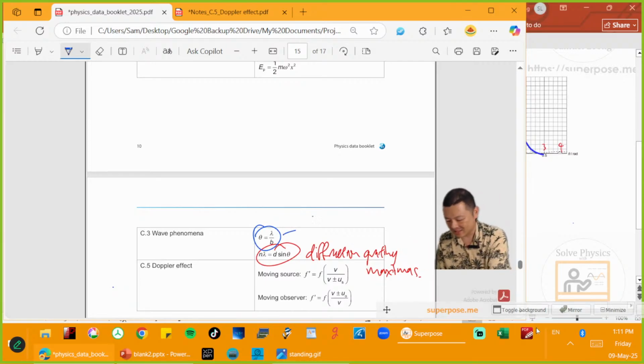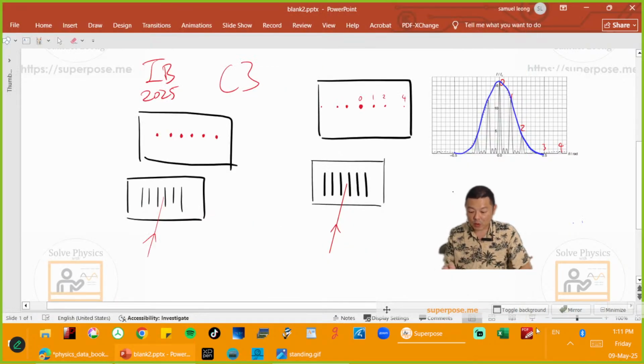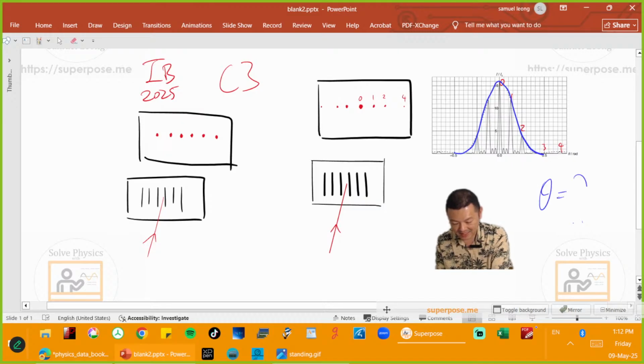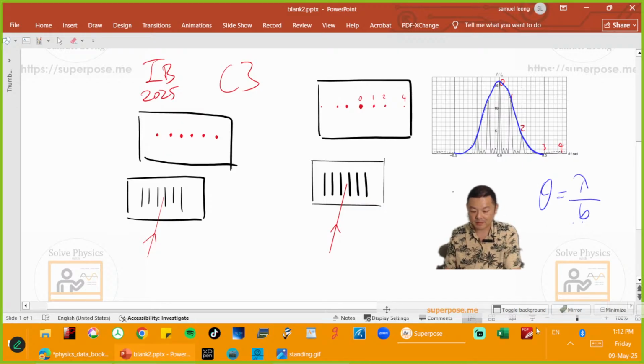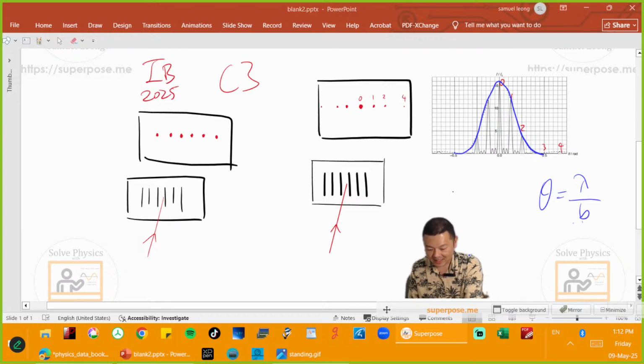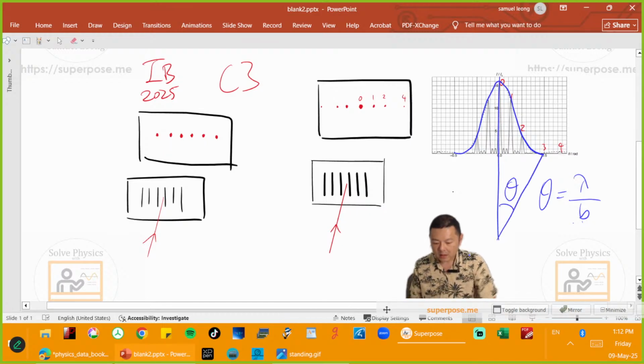That's the single slit equation. So this envelope is based on these equations. Theta equals lambda over b. You get what I'm saying? What this question is saying is that the angle to the first minima of the single slit pattern is theta. But this is theta single slit.